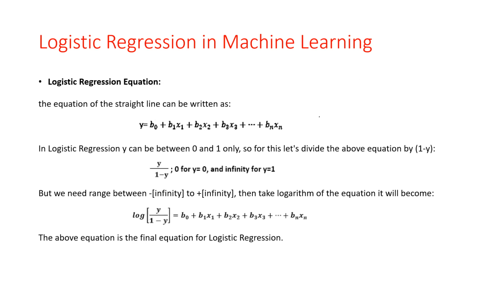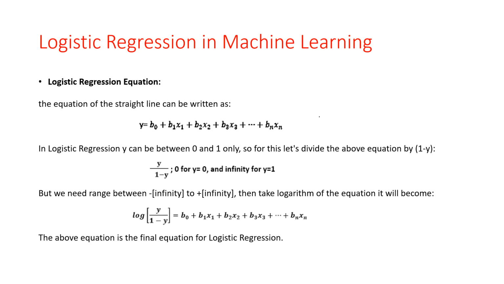So in logistic regression, there are different assumptions. The first assumption is that the dependent variable must be categorical in nature, and the second is that the independent variables should not have multicollinearity. Multicollinearity means two or more variables are highly correlated. We don't require the independent variables to have multicollinearity.